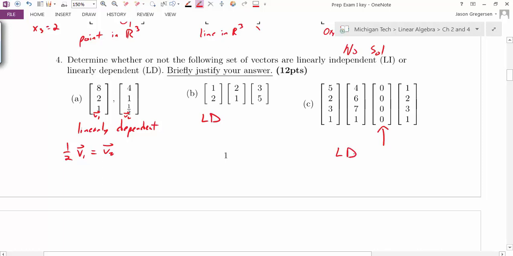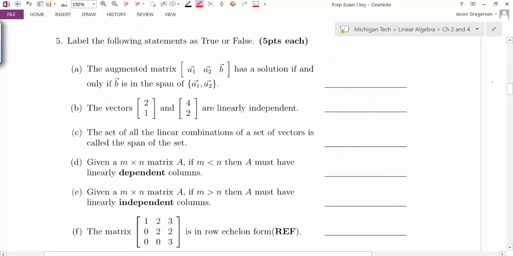So once again, here I'm using my three shortcut techniques for determining whether a set of vectors is linearly independent or dependent. The more general process would be to throw them all into a matrix and do the full row reduction. And then if I have a pivot position in every column, those vectors must be linearly independent. Question number 5 says label the following statements as true or false. So we're going to go through each one of these questions and talk about why they're true or false.